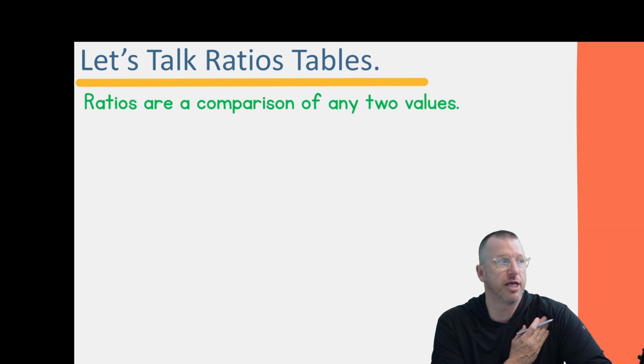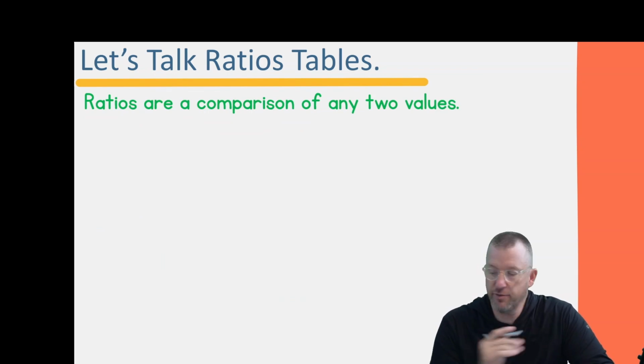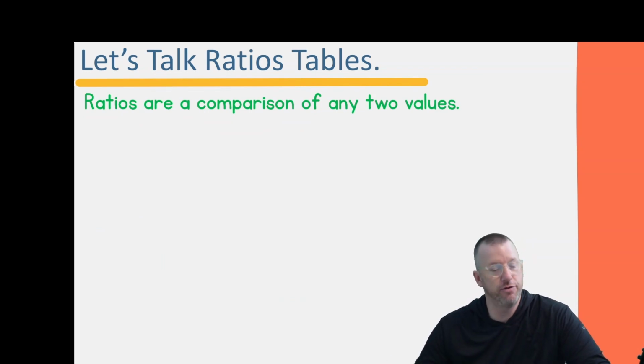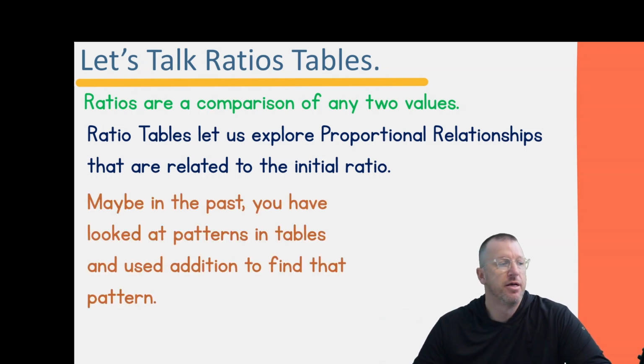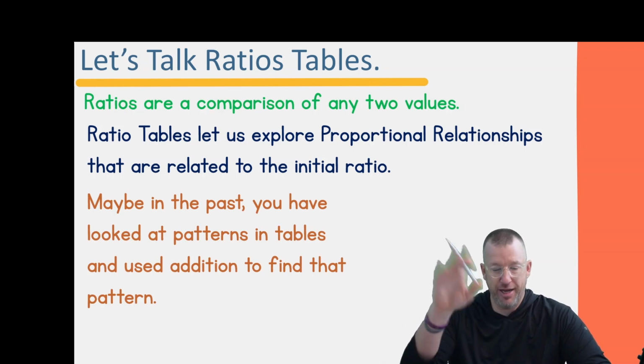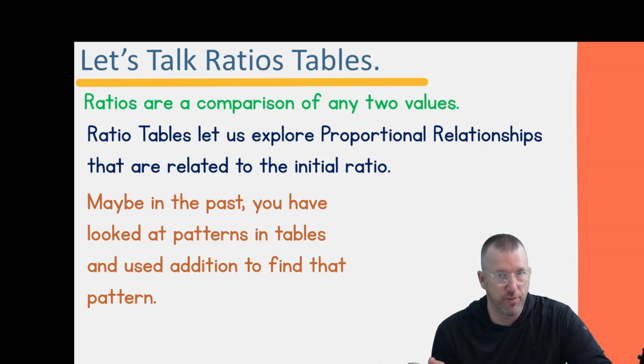So let's talk ratio tables. First of all, a ratio, as a reminder, is a way of comparing any two values, okay? Ratio tables let us explore the proportional relationships that are created in the initial ratio. So the very first ratio we figured out. So maybe in the past you had a table. So I don't want you to think all tables are proportional because they're not all proportional tables.